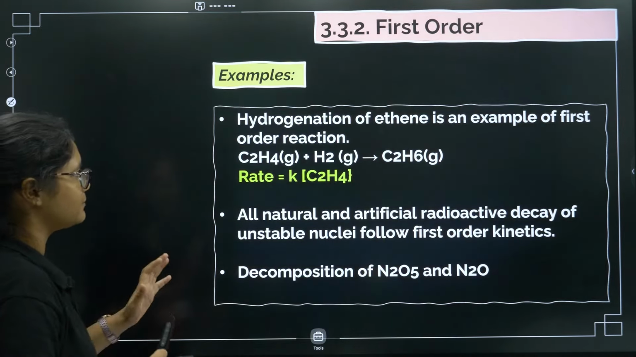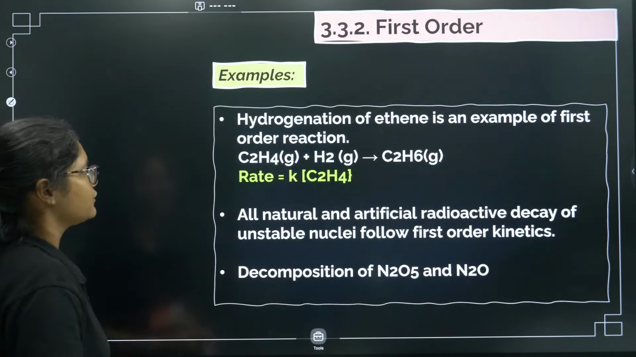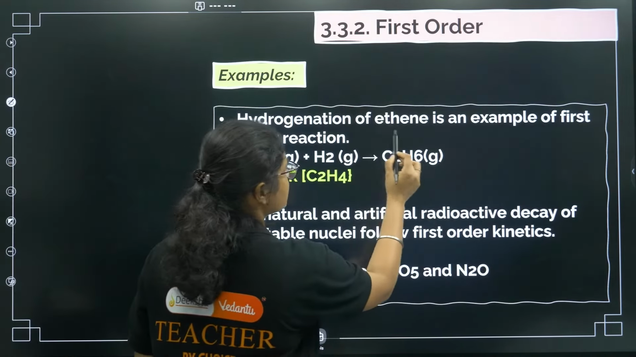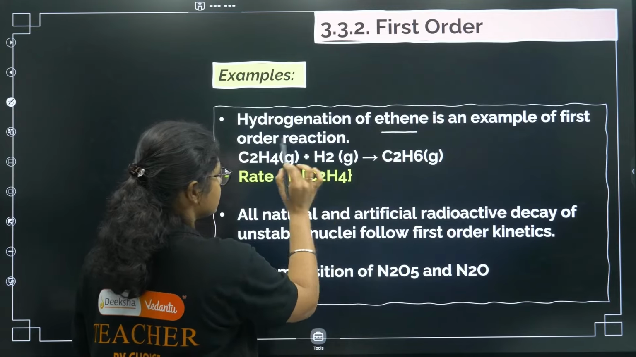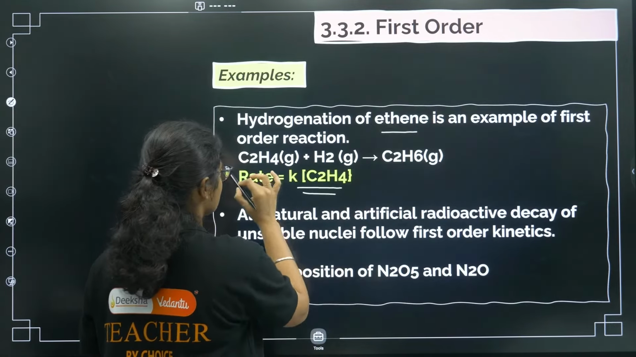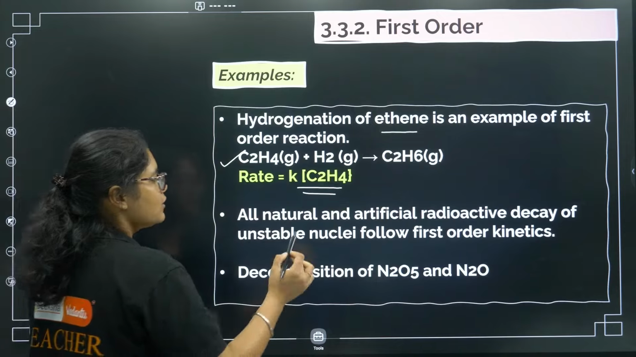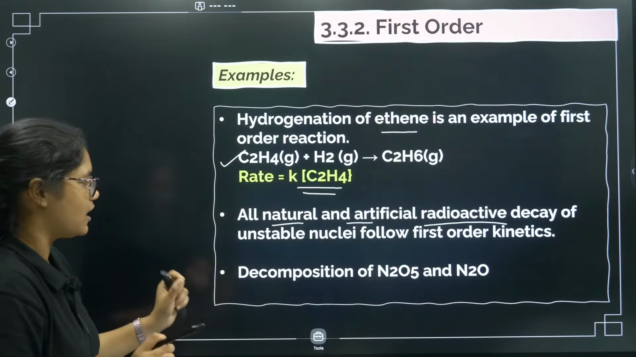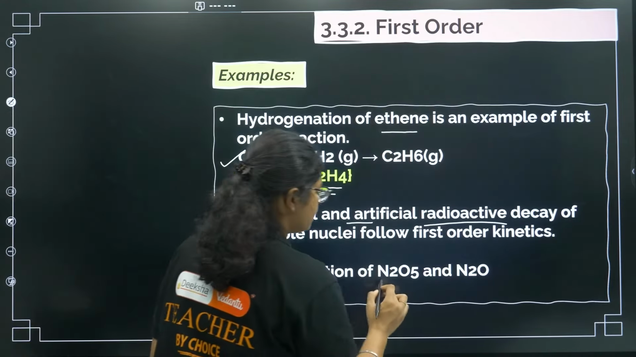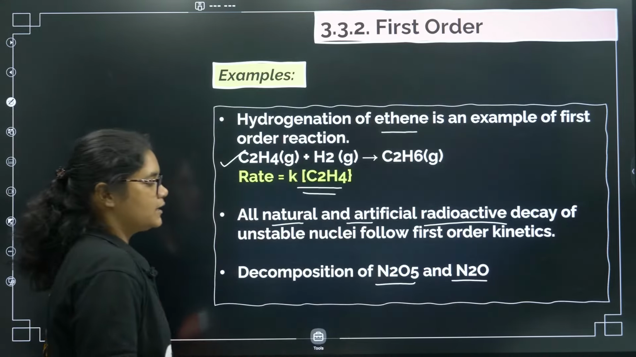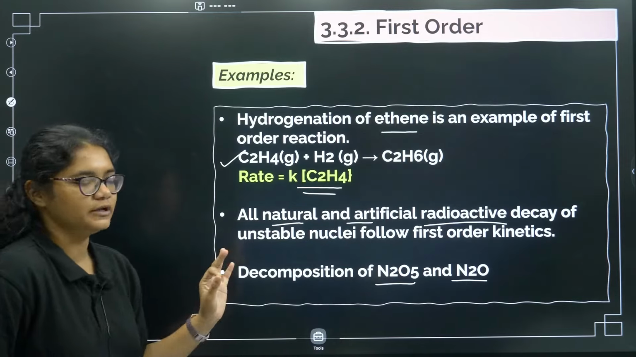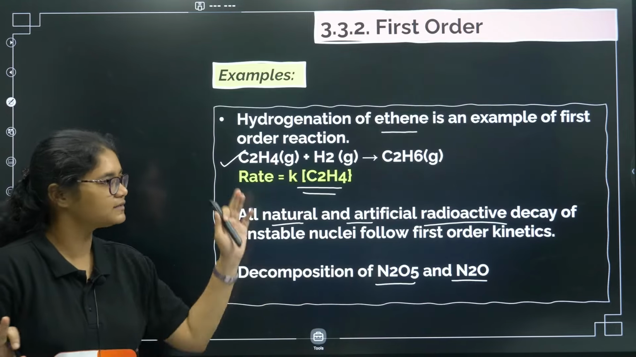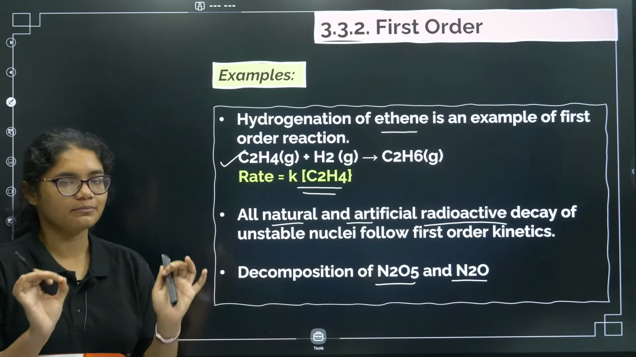Okay, next, coming to examples of first order reaction. First of all you have to remember hydrogenation of ethene. Here also questions can be asked. Hydrogenation of ethene is an example of first order reaction. The reaction is like this, but the rate only depends on the ethene molecule. Next, all natural and artificial radioactive decays are first order reactions. Then decomposition of N2O5 and N2O are also first order reactions. So simply you need to remember these examples. No more examples will be asked, these are there in NCERT.